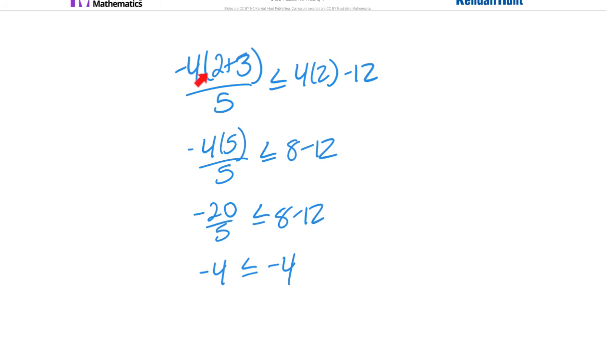When I plugged in 2 for x, here was my work, and when I simplified, I'm left with negative 4 is less than or equal to negative 4. And yes, that's true because of that "or is equal to" part.